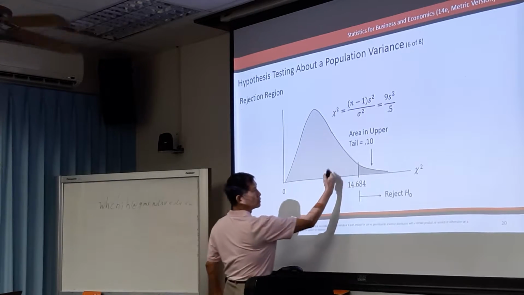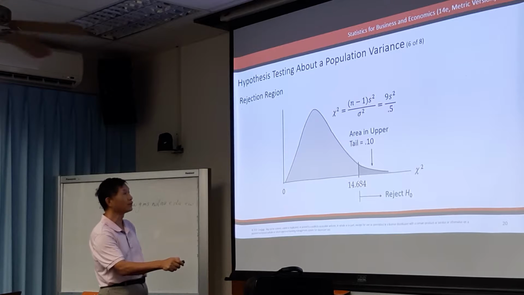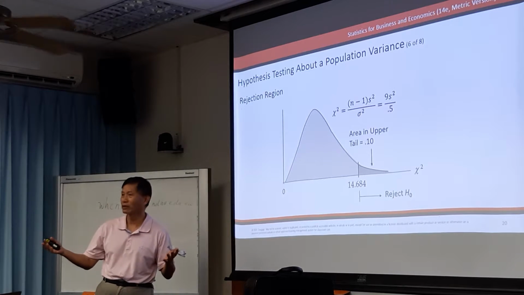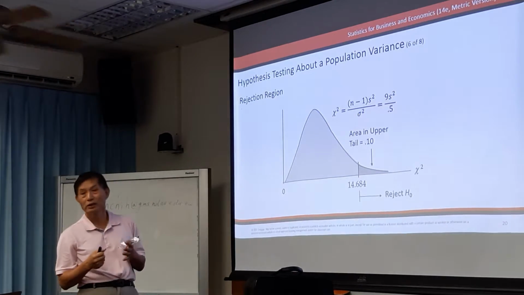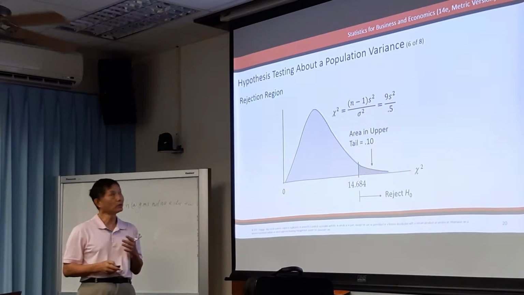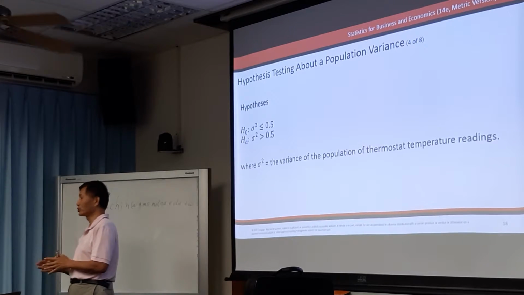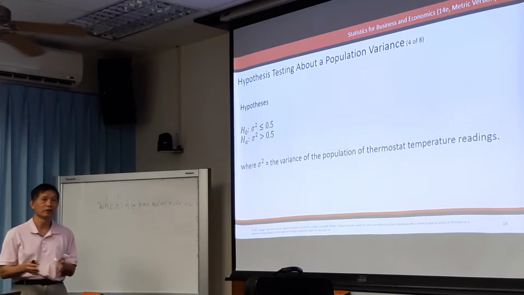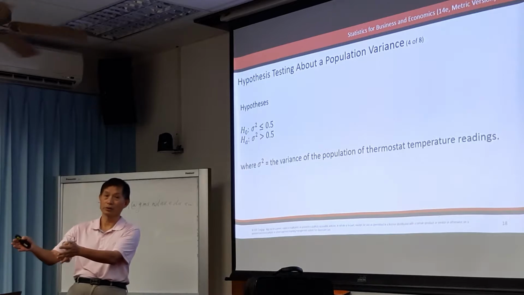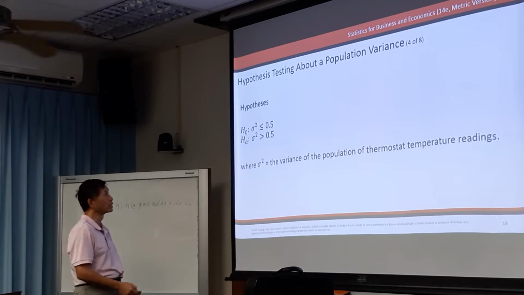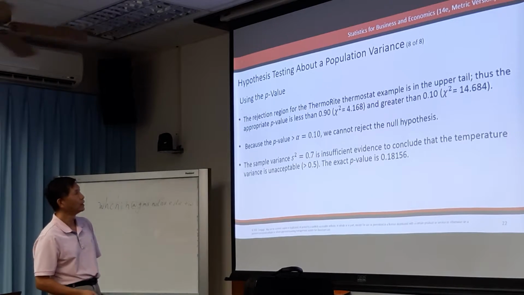It is not bigger or greater than 14.684. So now we check. Since this manufacturer's sample variance is smaller, the chi-square value is smaller. So the null hypothesis is not rejected. That means the buyer cannot reject the manufacturer's or seller's product, so they need to pay the money. And the manufacturer can sell the product because the null hypothesis is not rejected. You got it?